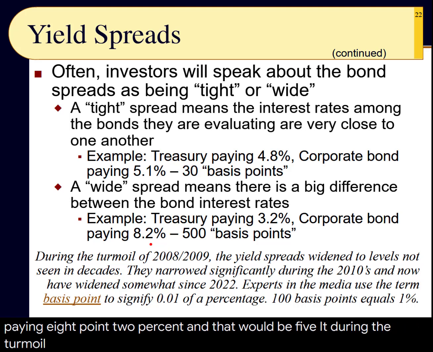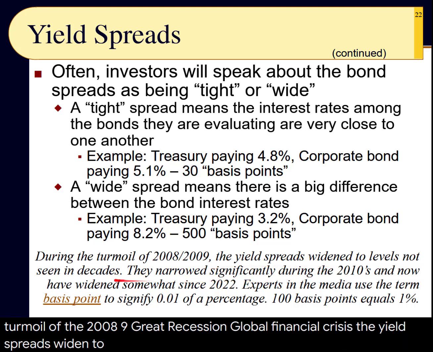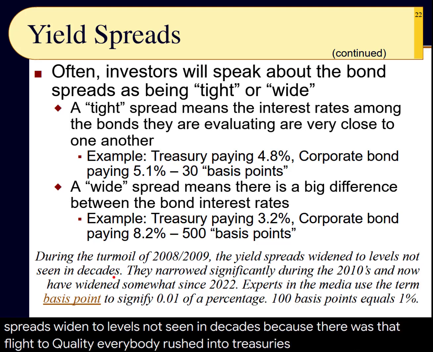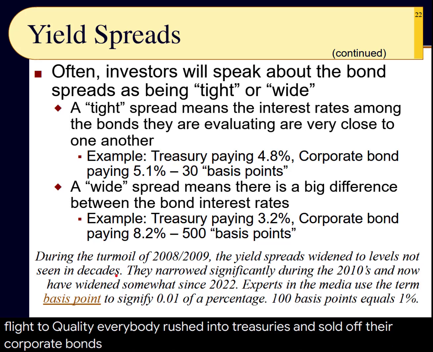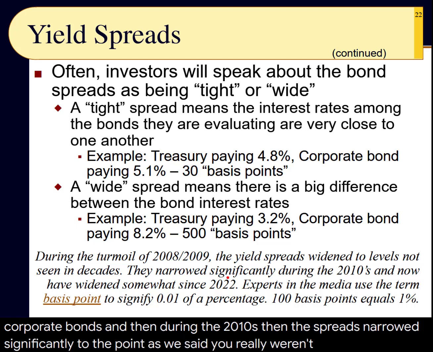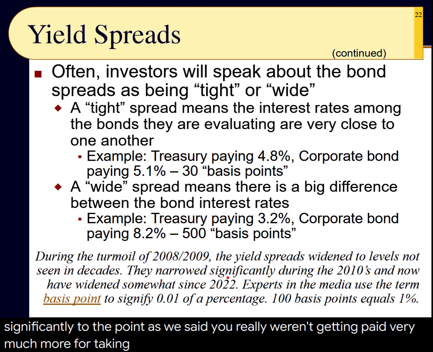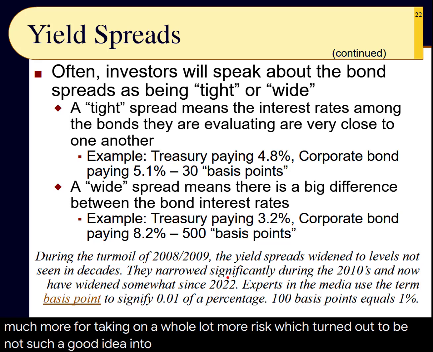During the turmoil of the 2008 and 9 Great Recession, global financial crisis, the yield spreads widened to levels not seen in decades, because there was that flight to quality. Everybody rushed into treasuries and sold off their corporate bonds. And then during the 2010s, the spreads narrowed significantly to the point, as we said, you really weren't getting paid very much more for taking on a whole lot more risk, which turned out to be not such a good idea in 2022 because they've widened again.